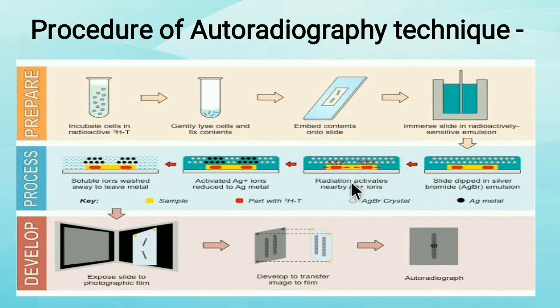The radiation released from the tritiated thymidine converts Ag+ ions in the silver bromide into insoluble metal grains. Following a period of exposure, excess silver bromide is washed away, leaving the silver grains to appear as small black dots. When the photographic film is developed, the chromosomal DNA can be visualized with an electron microscope.